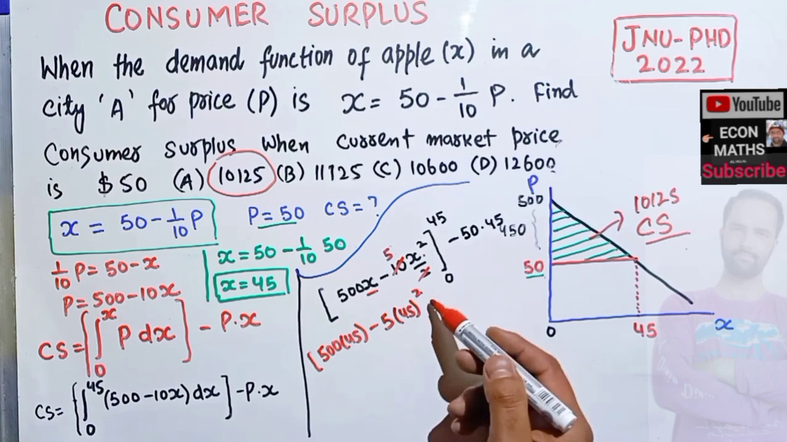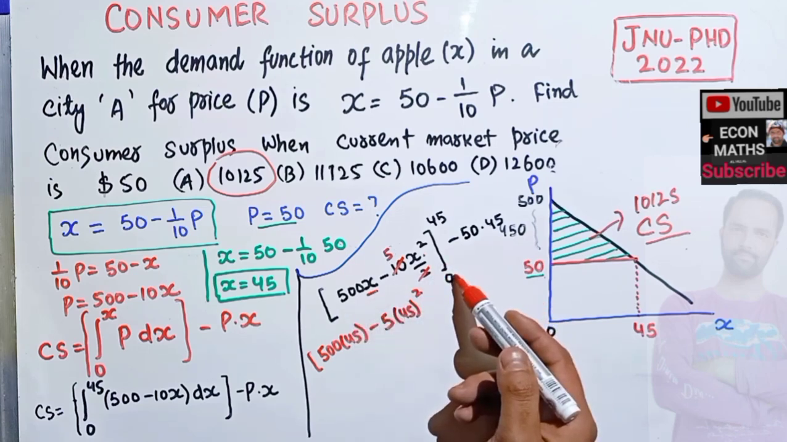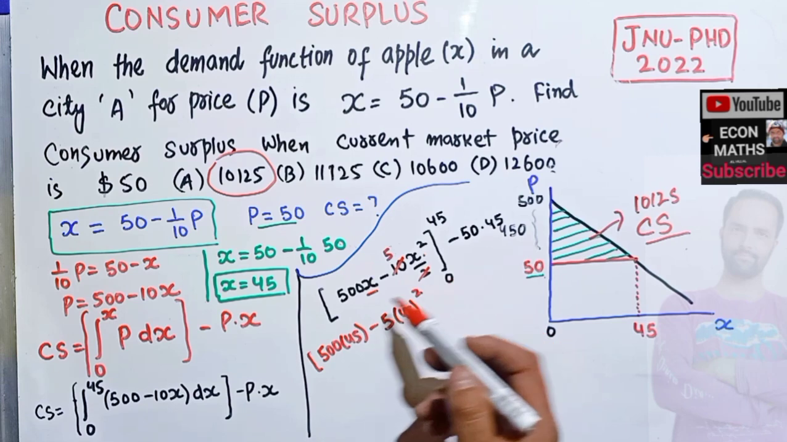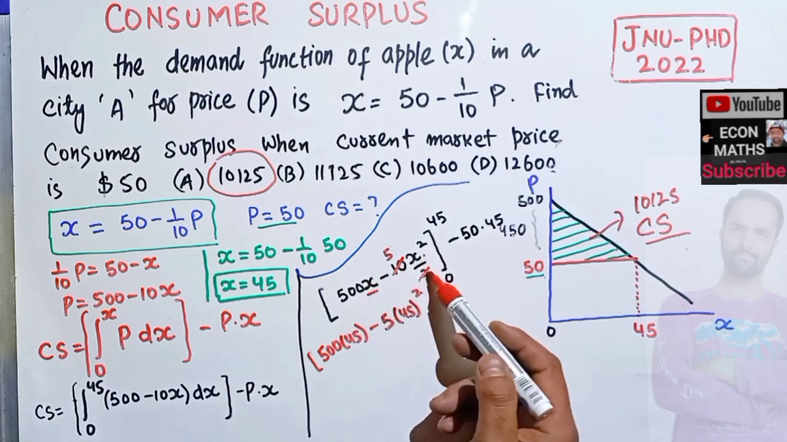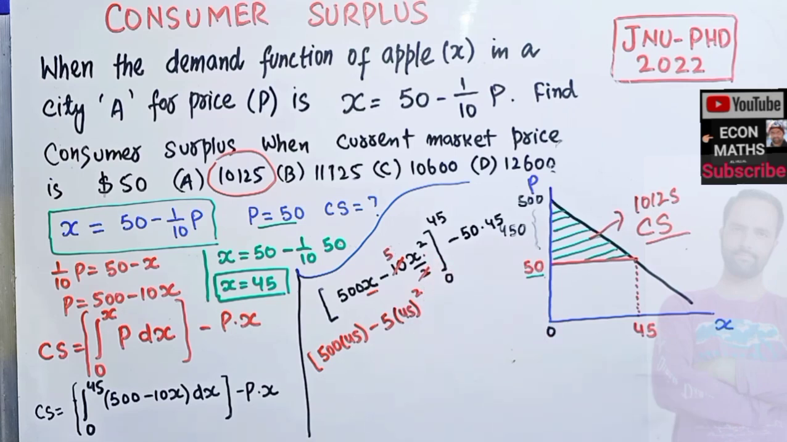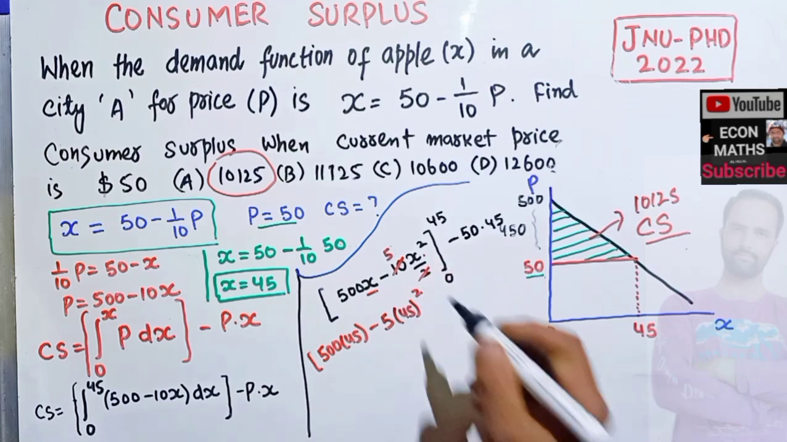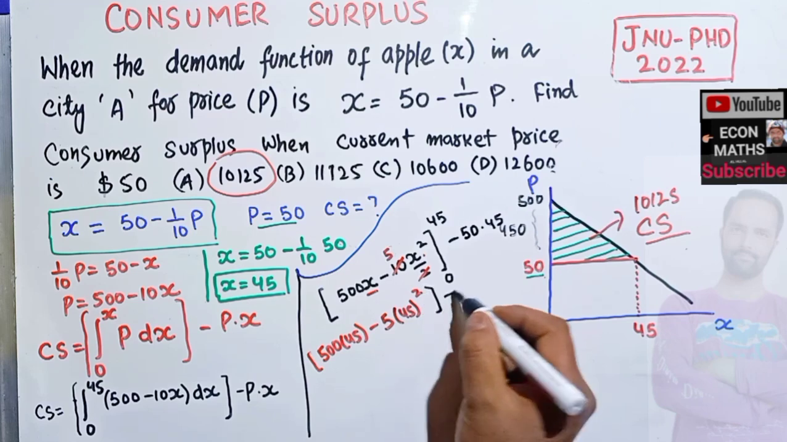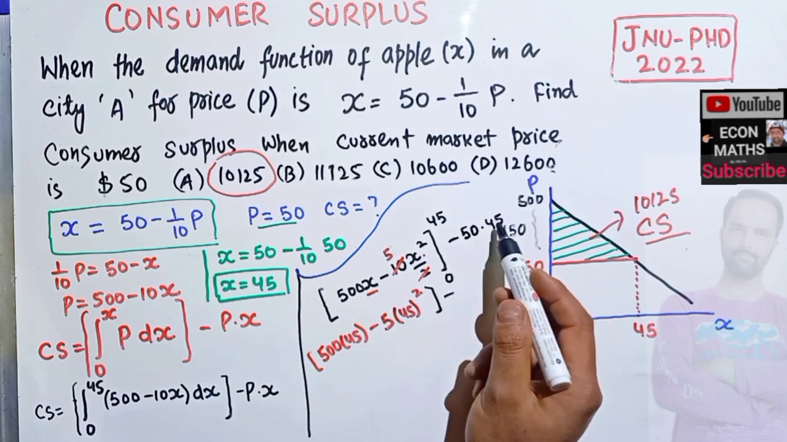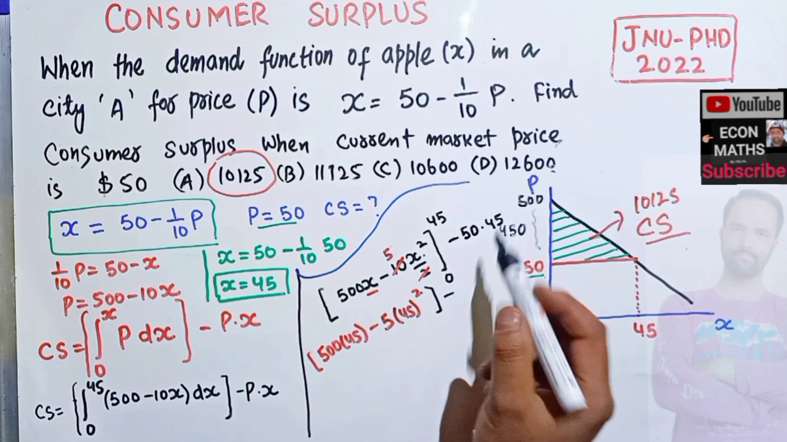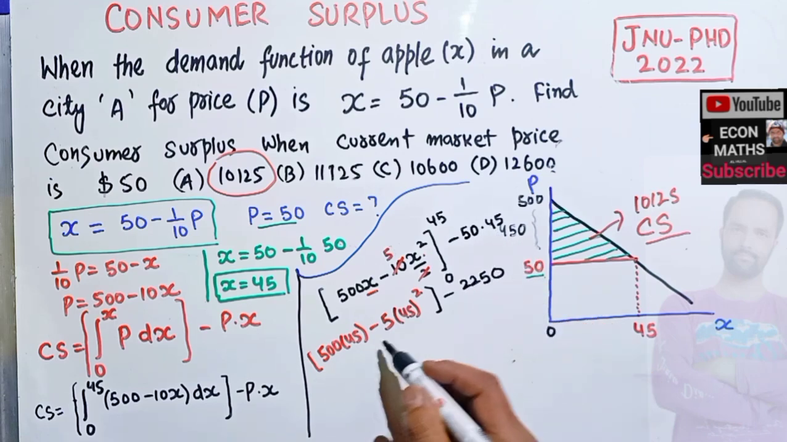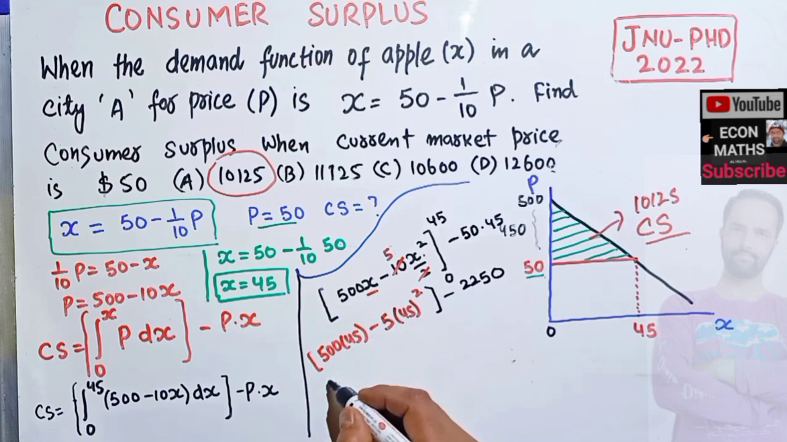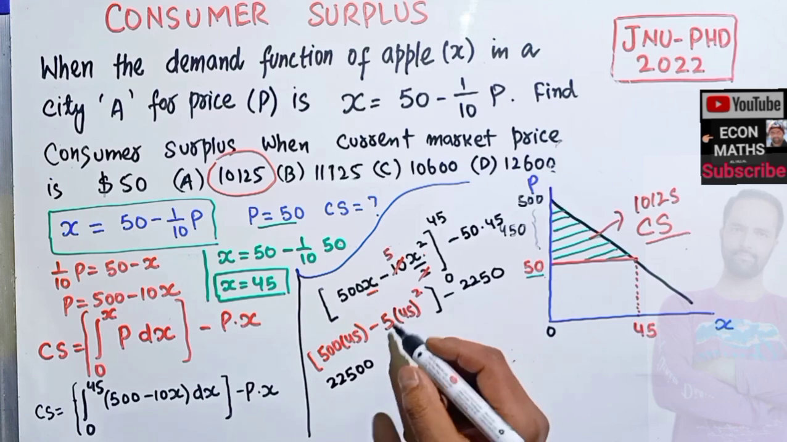Then we subtract and evaluate it at the lower limit. Since the lower limit is 0, 500 into 0 will be 0, and 5 into 0 square will be 0 again. So we will not evaluate it at all because it will become 0. To this we subtract the total expenditure, 50 into 45, which will come out to be 2250. When we solve 500 into 45, it will come out to be 22500. I have done this calculation.